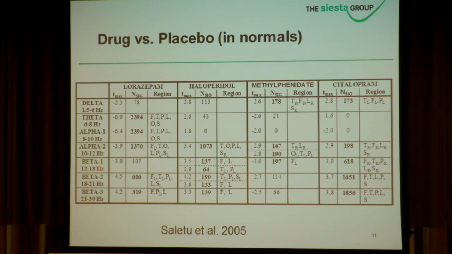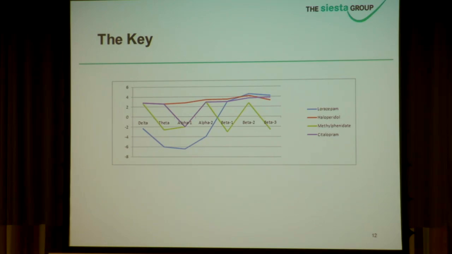We look at delta, theta, alpha, beta 1, 2, 3 bands in the quantitative part of the EEG, the spectral, and we see that some of the drugs decrease, others increase due to these drugs as compared to placebo. So the one side of this is we look at what a drug does when you compare it to placebo in normal subjects. If I plot the different bands from delta to beta 3, and I plot the patterns that those four different drugs show, lorazepam, for instance, decreases delta, theta, increases beta, whereas others like haloperidol would increase everything, and so on. So you see the different patterns that the drugs induce.